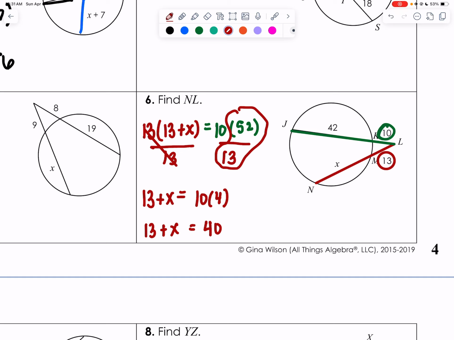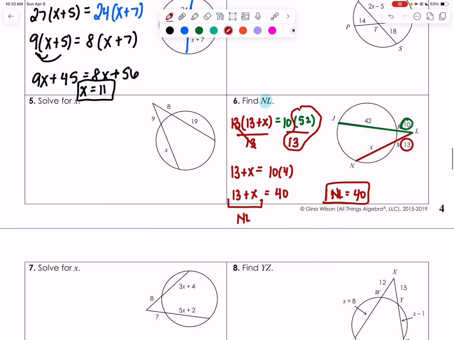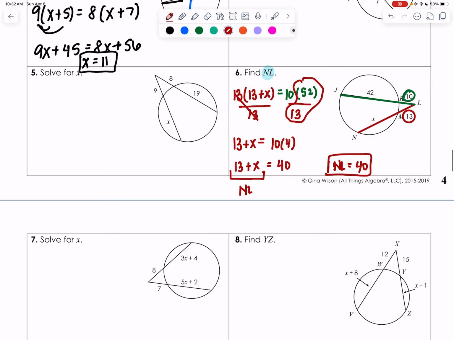Now, one thing to note. Notice how I'm trying to find out what an L is. I don't need to solve for x now, because you'll notice that L is this whole segment, which is 13 plus x. So what you can do now is just say that because I know that 13 plus x is L, L is going to be 40. Pretty cool, huh? I know. Now, obviously, that's not going to work 100% of the time, but that was a little cool trick.